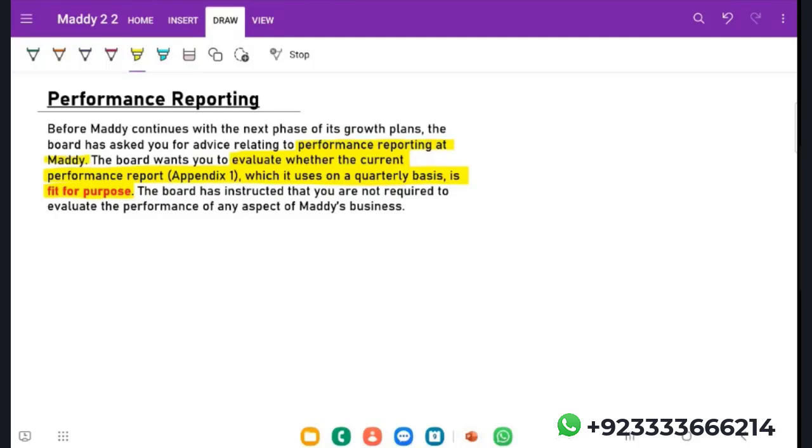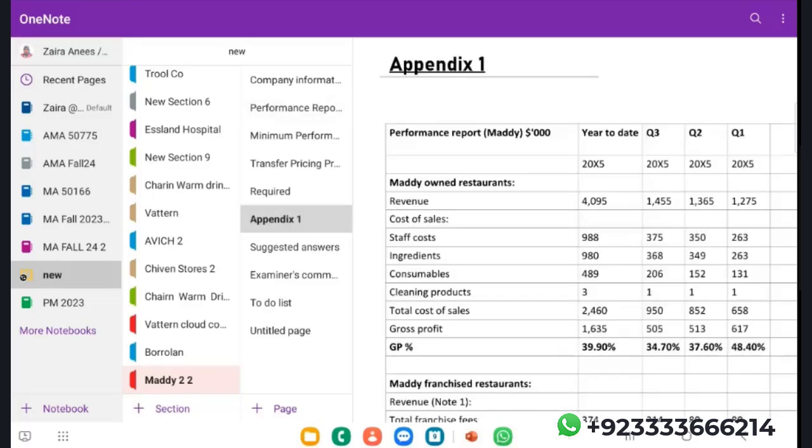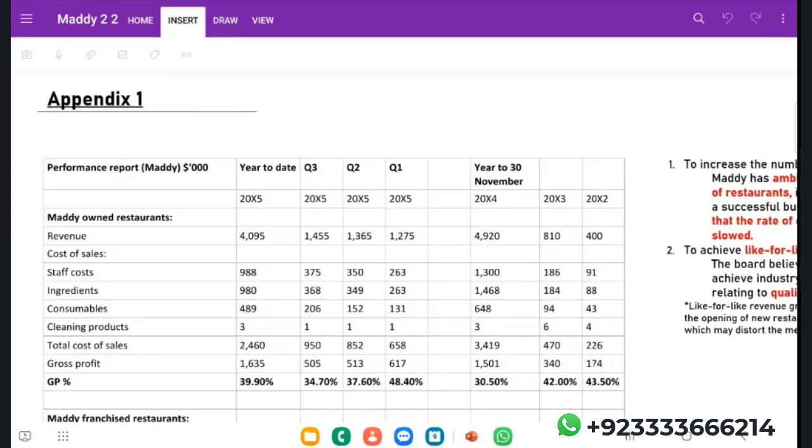The board has instructed you that you are not required to evaluate the performance of any aspects of Medi's business. So this is an instruction which the examiner is giving you: please don't do the performance measure. You're not required to do that. You're just required to evaluate whether this report is correct or not. Right, so let's move towards Appendix number 1. Let's see what we can do here.